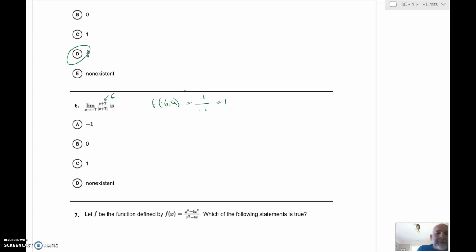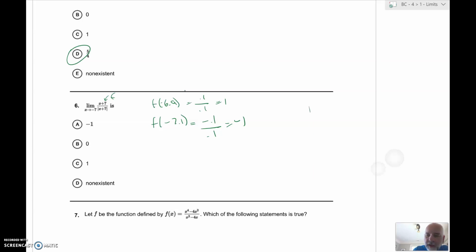Right? Now when I plug in f of -7.1, I'm going a little bit to the other side. What is this really close to? Then it would be -0.1 over still 0.1, which is -1. These numbers are going to be the same, except on one side they're opposites, so you get -1, and on the other side they're the same number, so you get +1.